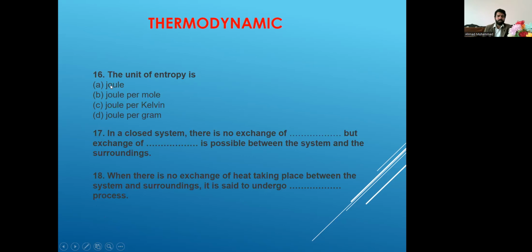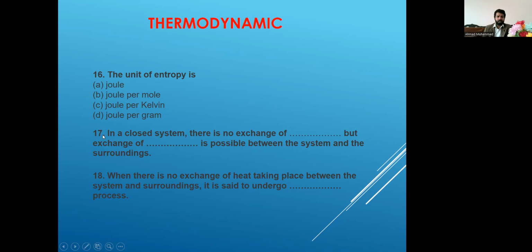For question 16, the unit of entropy: option A is joule, option B is joule per mole, option C is joule per Kelvin, and option D is joule per gram. The right option from these four is C, joule per Kelvin, which is the unit of entropy.